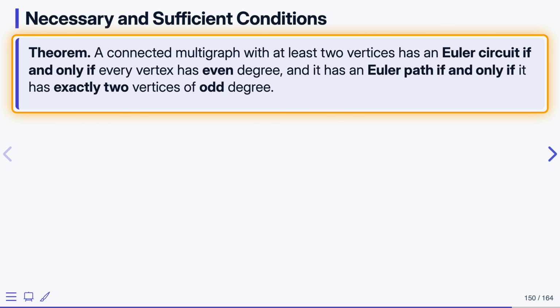Now we can state the full theorem, and it is an if and only if, which is the strongest kind. Take a connected multigraph with at least two vertices. It has an Euler circuit exactly when every vertex has an even degree, and it has an Euler path exactly when it has exactly two vertices of odd degree. This is a wonderful test. You do not have to search for the walk. You just count degrees and the count tells you the answer.